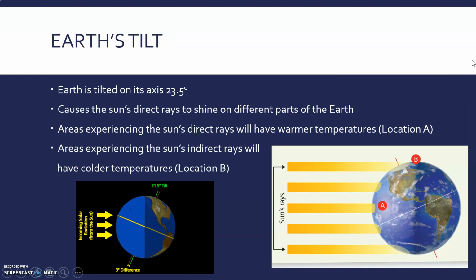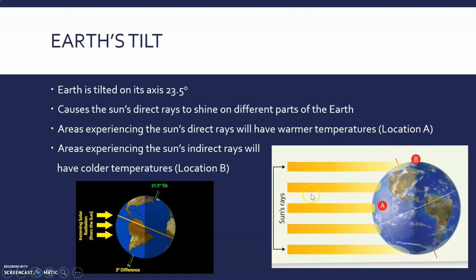So let's talk about that tilt. We know that the Earth has this imaginary axis, meaning it's not technically there, but it is the axis that goes through the North Pole and through the South Pole. And we know our Earth is tilted about 23.5 degrees. So because of that tilt, the sun's direct rays are going to shine on different parts of the Earth at various times. So we are either tilted out, like this picture, or we're tilted in, like this picture.